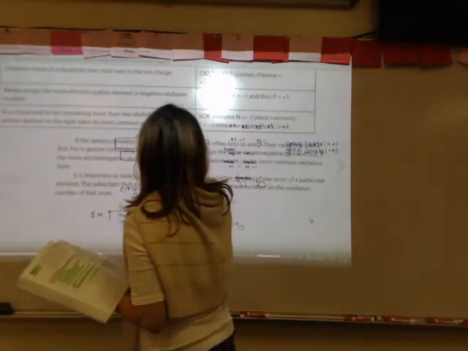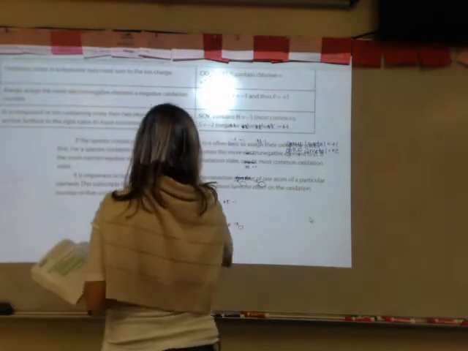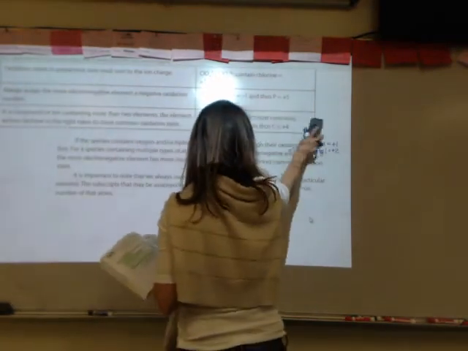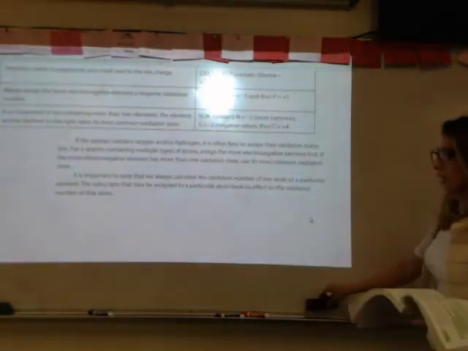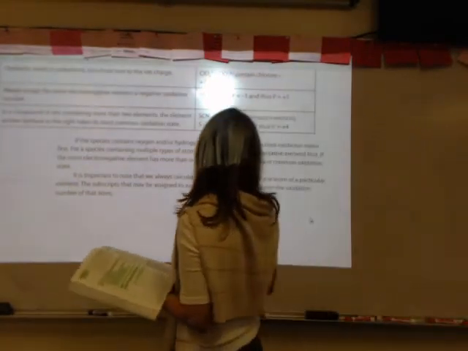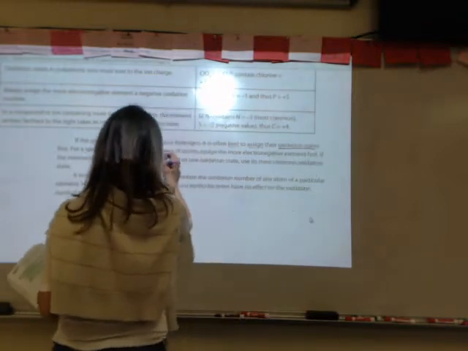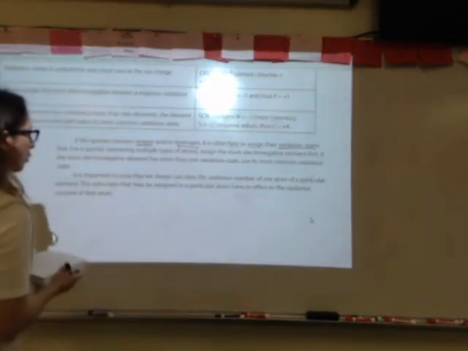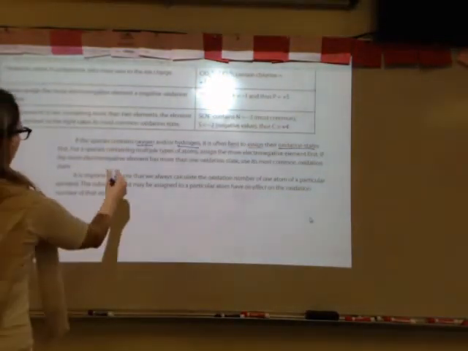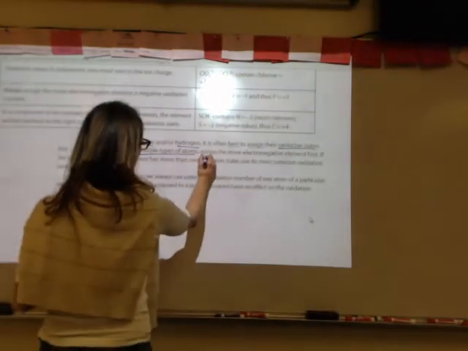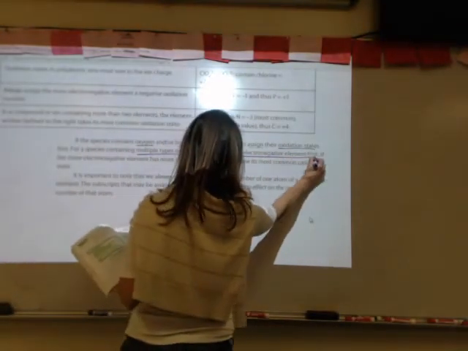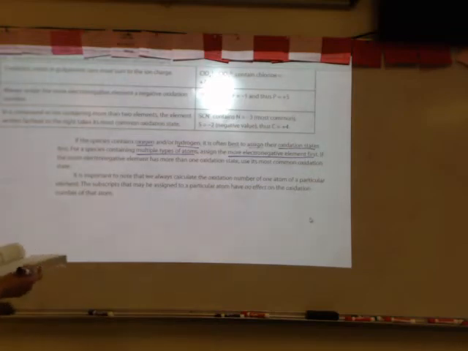Couple of notes. If something contains oxygen and hydrogen, it is often best to assign the oxidation states for those two elements first. When you have something that has multiple types of atoms, assign the more electronegative element first. If the more electronegative element has more than one oxidation state, use the most common one.